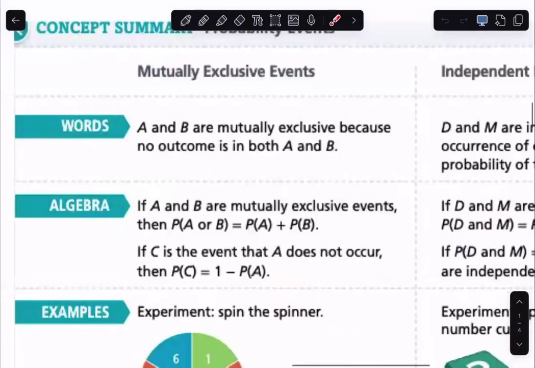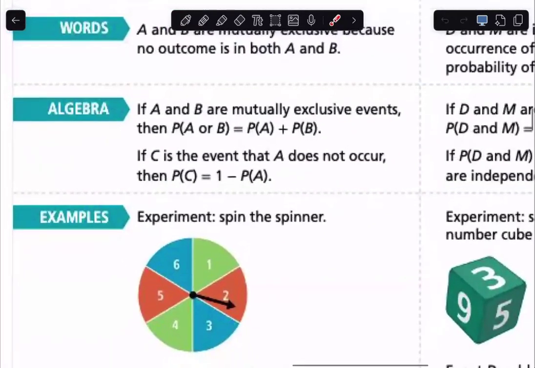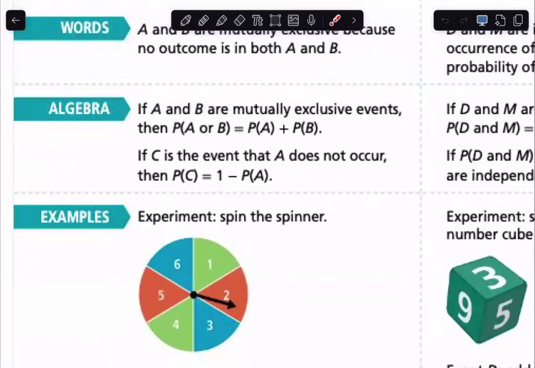So there are two formulas. For mutually exclusive events, A and B are mutually exclusive because no outcome is in both A and B, meaning you can't make a probability on an event where you can't have both at the same time. If A and B are mutually exclusive events, then the probability of A or B is equal to the probability of A plus the probability of B. If C is the event that A does not occur, then you find the probability of C by doing 1 minus the probability of A.